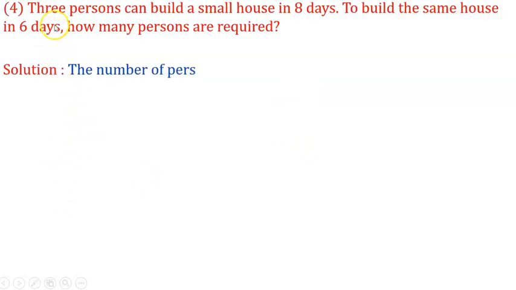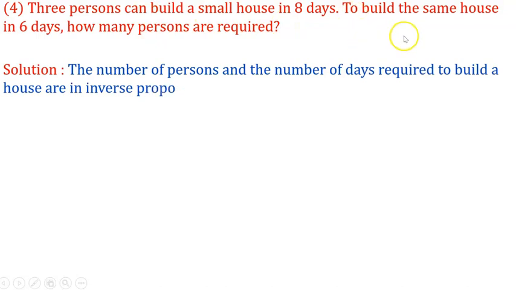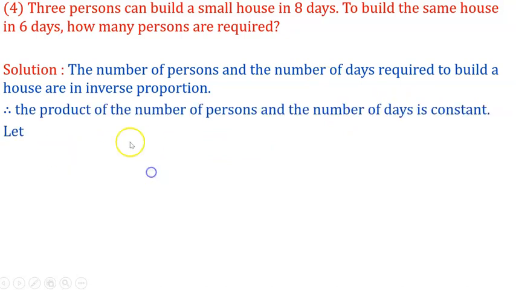Next, 3 persons can build a small house in 8 days. Okay. To build the same house in 6 days, how many persons are required? Okay. The number of persons and the number of days required to build a house are in inverse proportion. If the persons are more, then the number of required days will be less. If the persons are less, then the number of required days will be more. Therefore, the product of number of persons and the number of days is constant.